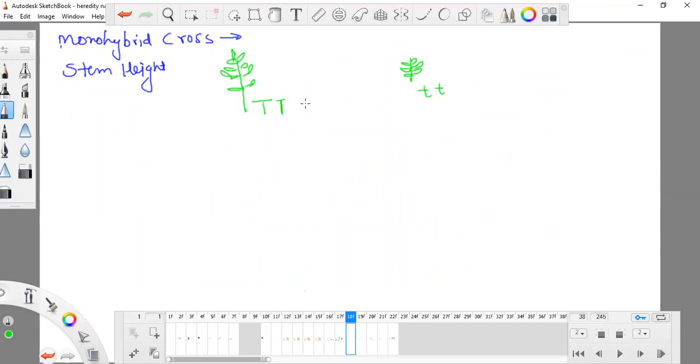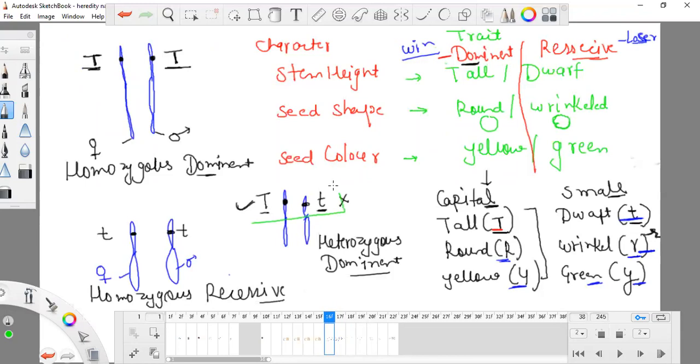Both of these plants, the father and mother, were very pure, so there is nothing intermediate. Mendel never picked this one. Mendel never picked this one.